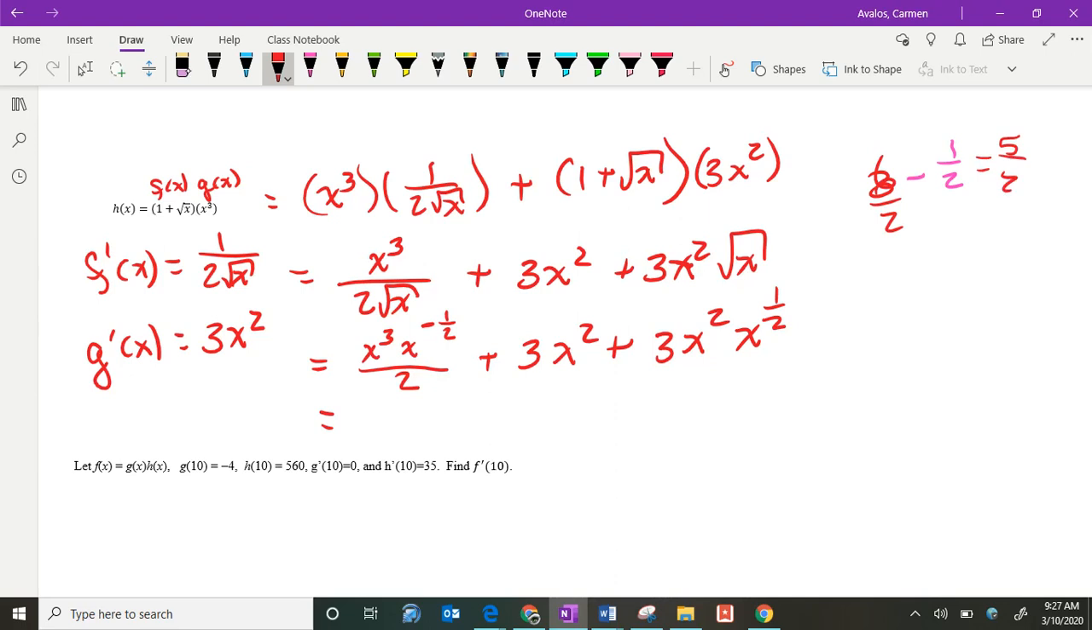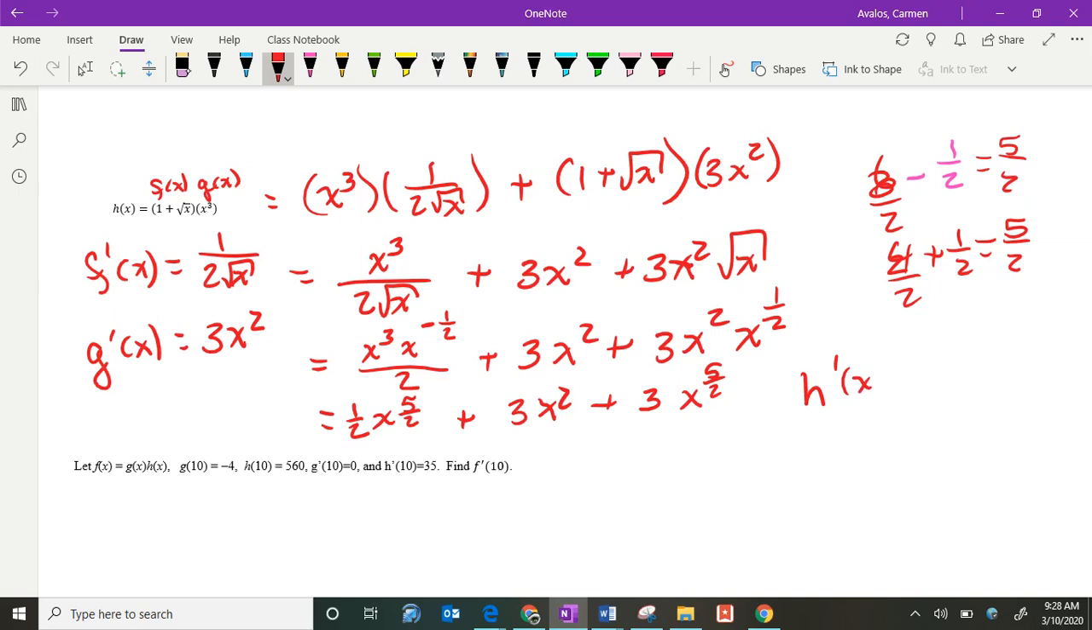So this one here is going to be x to the 5/2 times 1/2 plus, this is going to be 3x squared. This is going to be the same thing, so it's going to be 2 plus 1/2. So that also becomes 5/2. So that's going to be 3 times x to the 5/2. So these are actually like terms. So your final answer, h prime of x, if we look at that, and we can leave it as a fraction, right? So 3 plus a half, that's going to be 7/2.